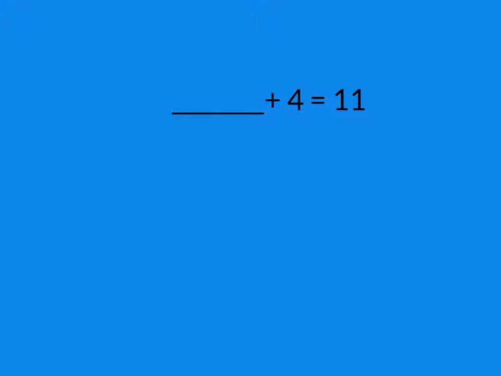Okay, so for this one, you're going to start at 4. You're going to end at 11. You're going to stop at 11. So I'm going to draw a picture. I'm going to count 4. Count on with me. 5, 6, 7, 8, 9, 10, 11. Let's count how many we have there. 1, 2, 3, 4, 5, 6, 7. So my answer is 7. I'm going to put that in my empty part there.